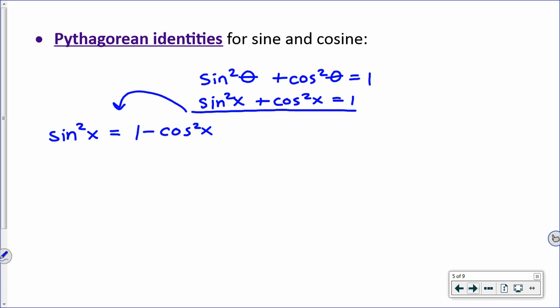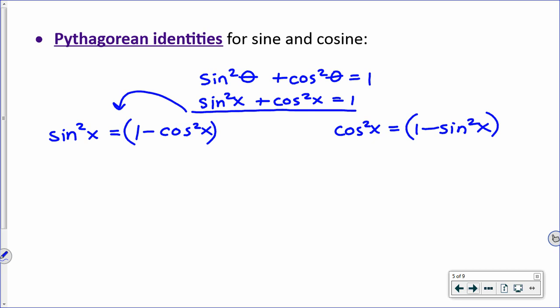Replace sine squared x with 1 minus cosine squared x in parentheses. And that's a valid use of the Pythagorean identity. Or perhaps you wanted to replace a cosine squared and change it to something in terms of sine. Well, you could use this version of the identity instead. So this one we can use in a couple of rearranged ways.